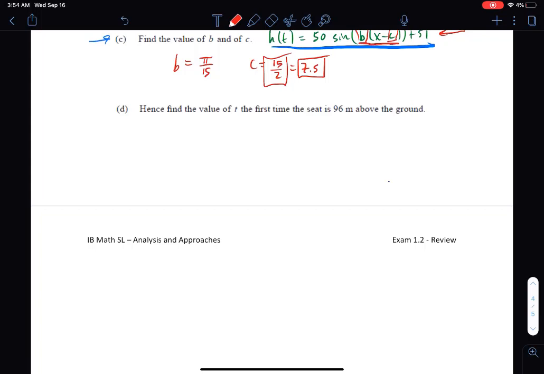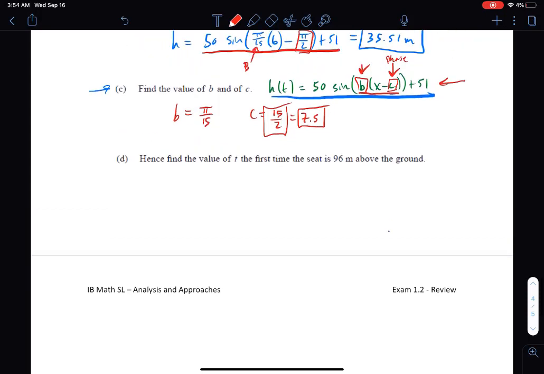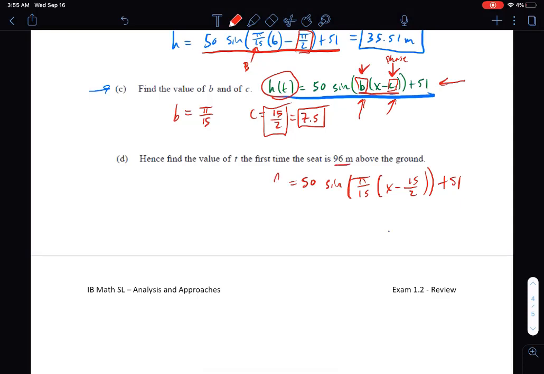All right, last question. Hence, find the value of t the first time that the seat reaches 96 meters above the ground. Now, technically, they give you an equation for height, so you already have this equation. This equation is 50 sine of, if I plug in the b, pi over 15, times (x minus 15 over 2). This is technically your equation if you plugged in the b and the c that we found. And the height, they tell you, is 96, so they actually give you that value.